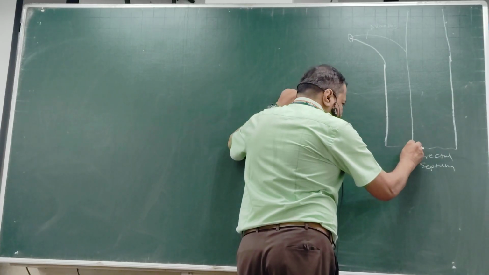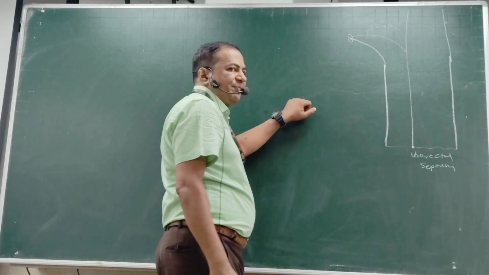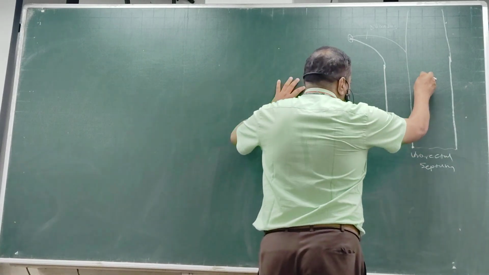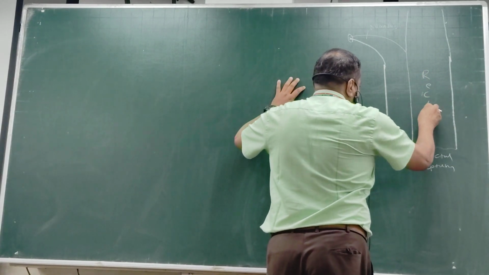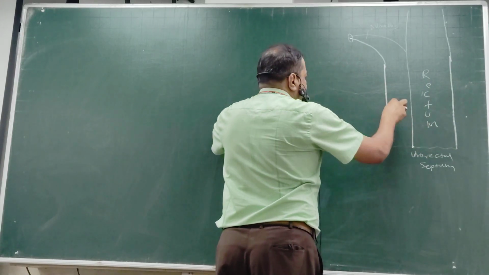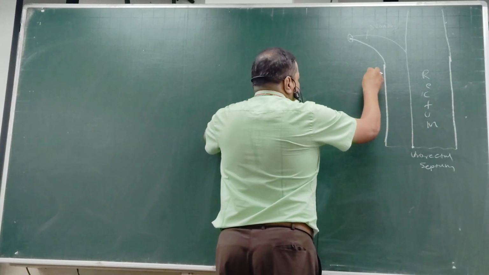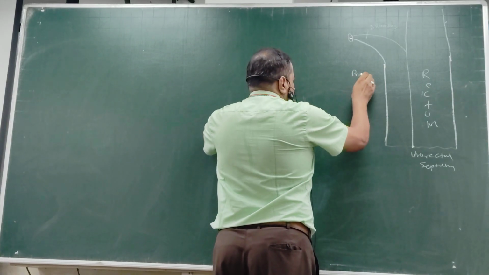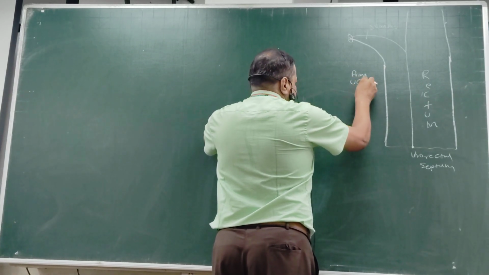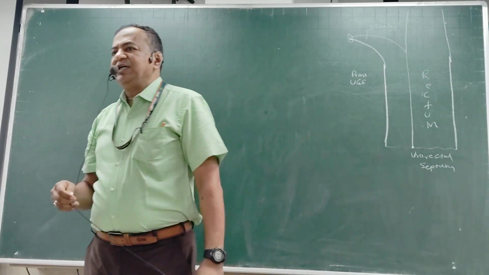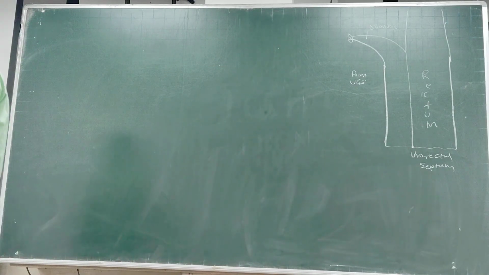Now this point where it actually meets, that's where the perineal body is formed. So now it is divided into a posterior portion called as rectum. Right now we are not concerned with this, and anterior portion called as primitive UGS, the primitive urogenital sinus.